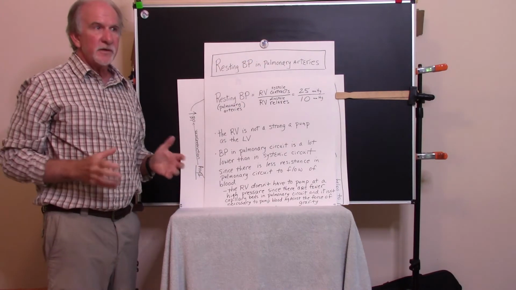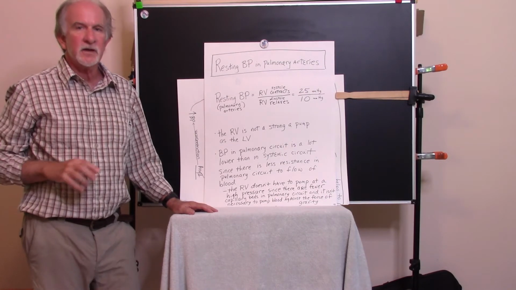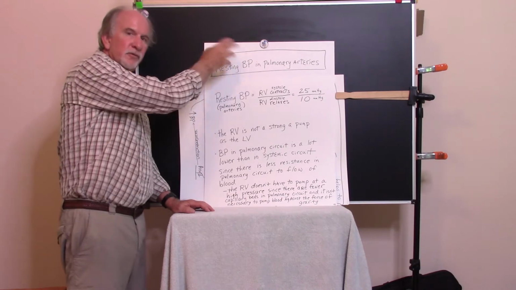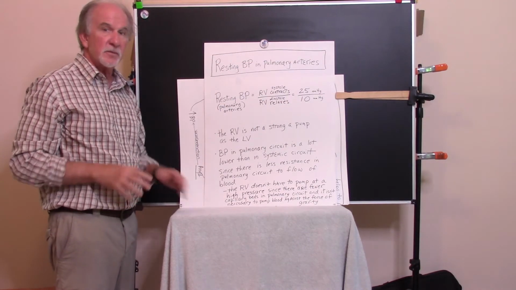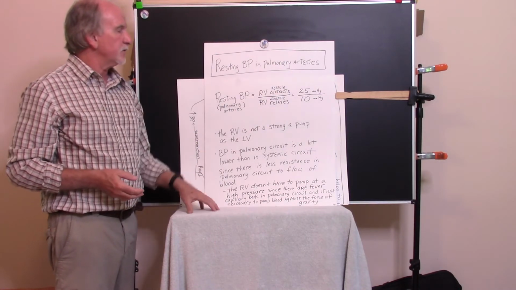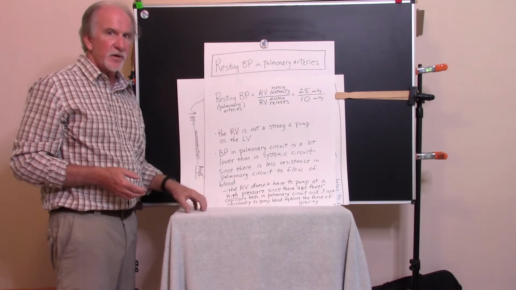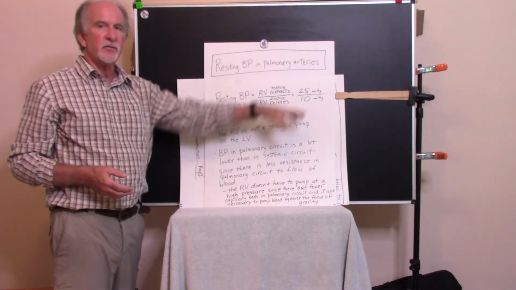The pulmonary circuit doesn't experience pressures that are nearly as high as the systemic circuit. So when you look at the resting blood pressure in the pulmonary arteries or the pulmonary trunk, as the right ventricle contracts during systole and relaxes during diastole, the resting blood pressure in the pulmonary circuit would be something like 25 over 10.